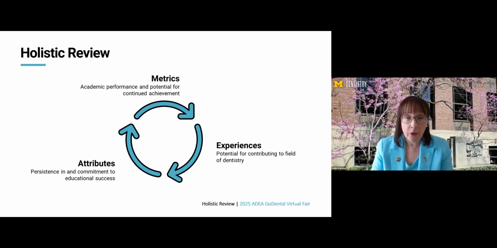Now that you know about the components of the application, let's talk more about the concept of holistic review. Admission committees typically evaluate applicants within these three areas: metrics, experiences, and attributes. This slide provides an overview of these areas, and Jody will provide more details in the next slide. But let's start with metrics.